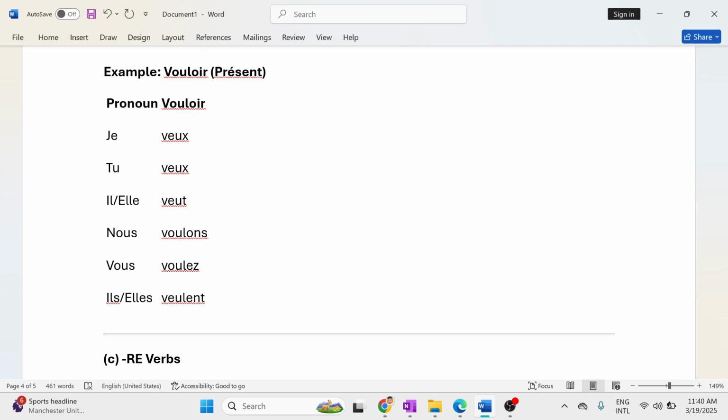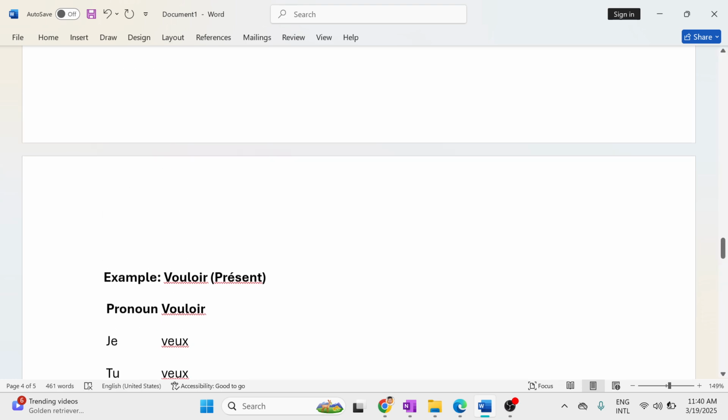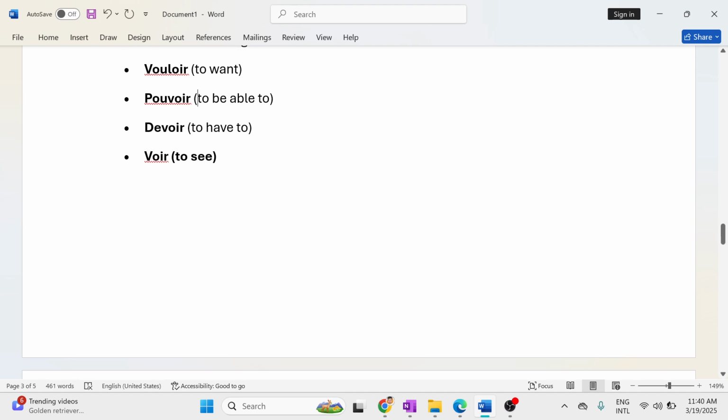The T is silent, and even the O is silent, so it's vol only. Il vol, elle vol. So vouloir is basically to want to, and pouvoir is to be able to, right?